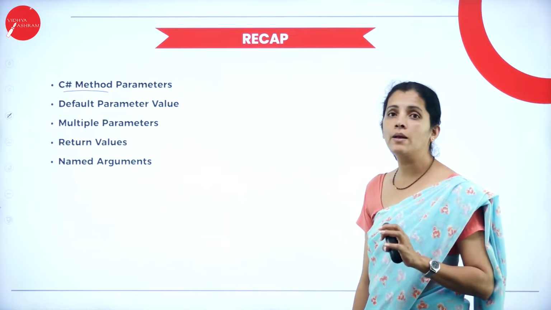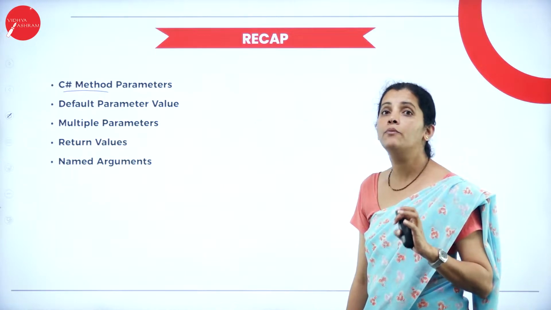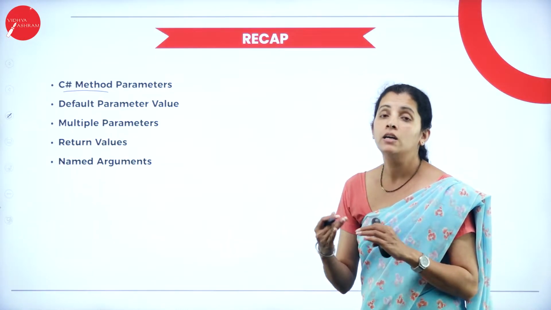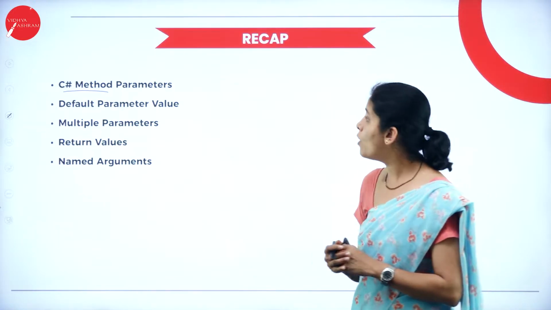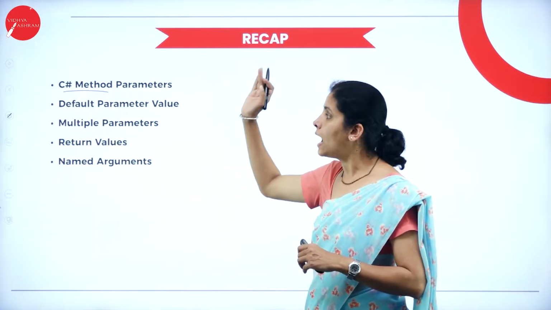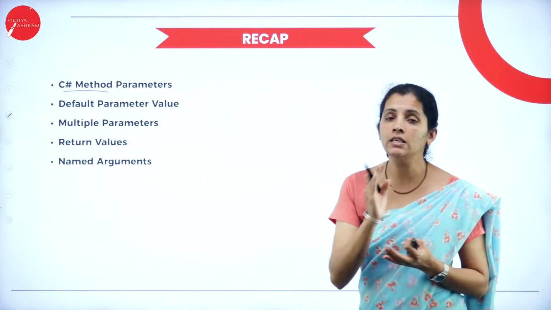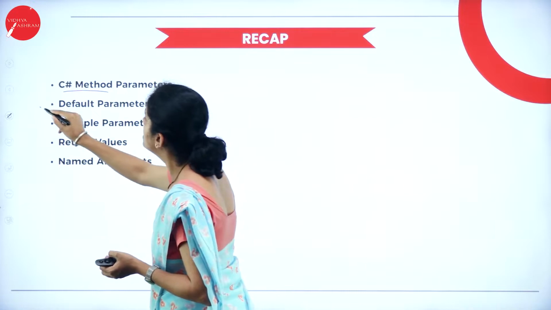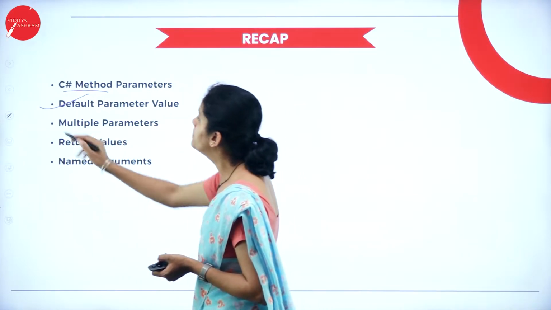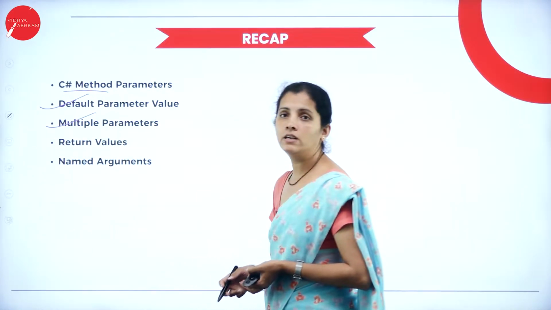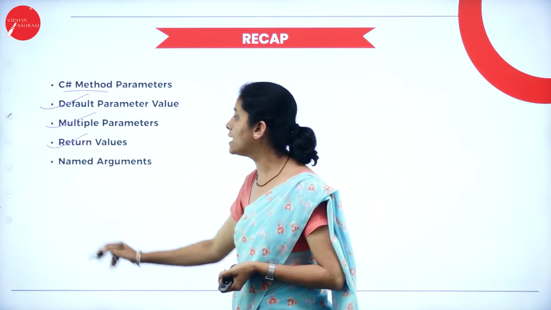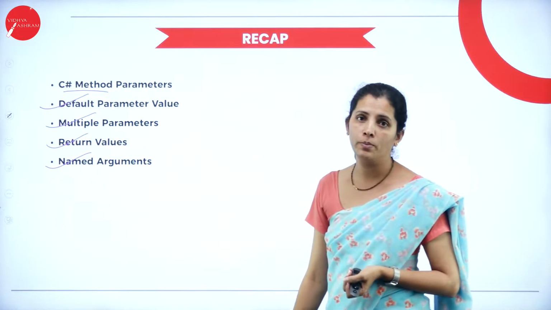So dear student, before starting my today's session, let me recall the topic I covered in my last session. In my last session, I started with C# method parameters. So what are parameters? They are nothing but variables. Here the values are transferred in the form of parameters. Under that, we discussed 4 different types of parameters, that is default parameter, multiple parameter. Along with that, I discussed return value as well as named argument.